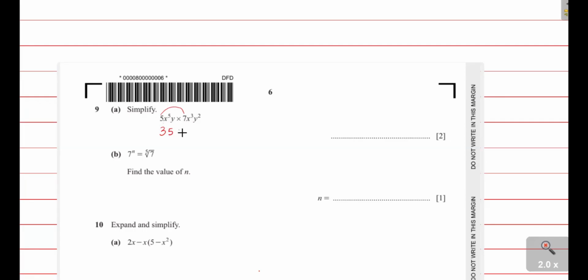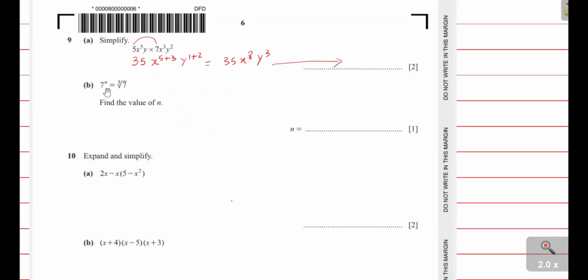Next, x power 5 into x power 3, it becomes x power 5 plus 3. And this y power 1 into y square, this value becomes y power 1 plus 2. And therefore, we can write this 35 into x power 8 y cube. And this is the simplification of this question.